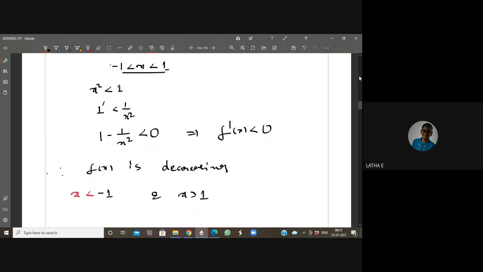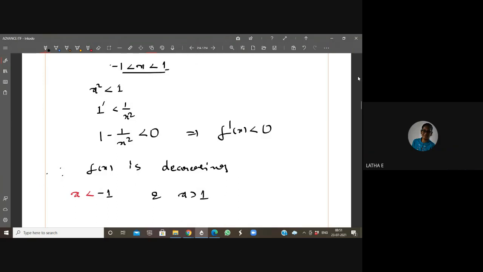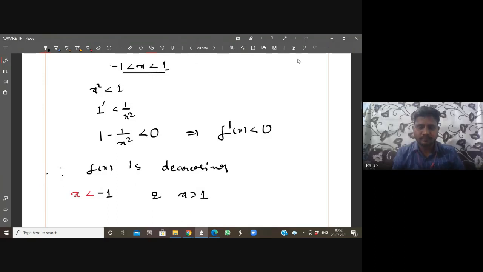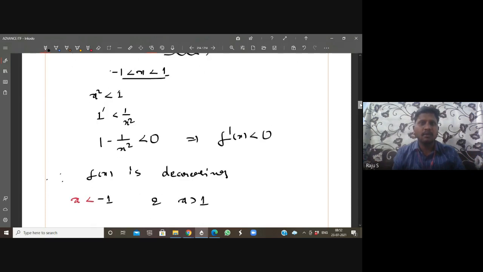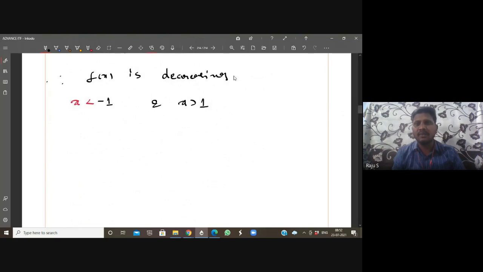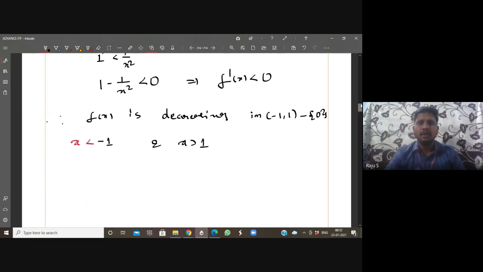Students, note it down. And also here, you have to remember, f of x is decreasing in minus 1 comma 1 except 0. Yes or no? At 0, what will happen here? When you substitute 0, 1 by 0 means infinite, undefined. So other than the 0. Now you have to observe the remaining interval.